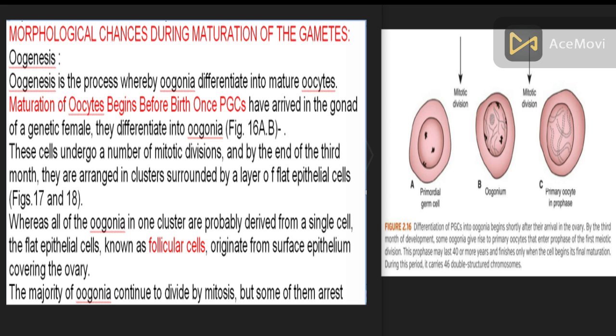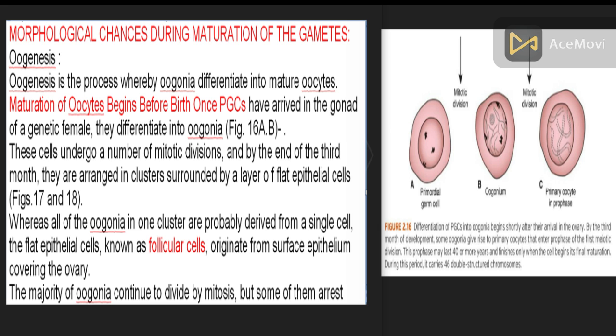Morphological changes during maturation of the gametes: oogenesis. Oogenesis is the process whereby oogonia differentiate into mature oocytes. Maturation of oocytes begins before birth. Once PGCs have arrived in the gonad of a genetic female, they differentiate into oogonia, Fig 16a,b.